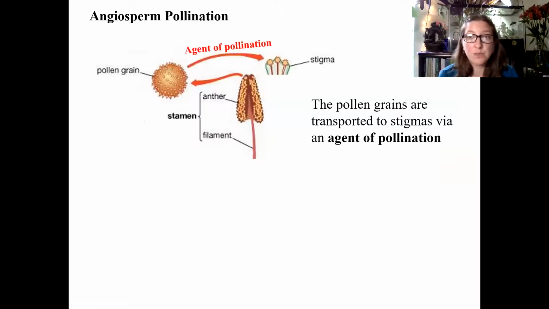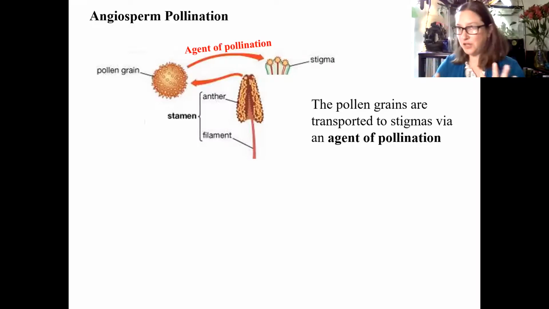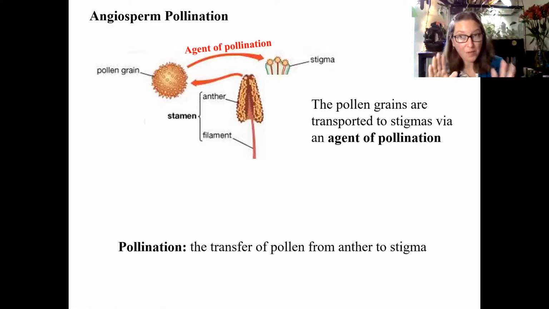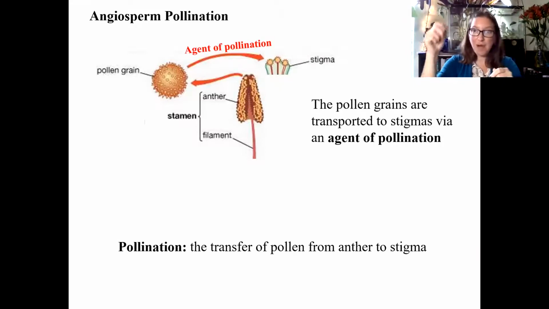However, what brings the pollen from the anther to a stigma is called the agent of pollination. So in order to get pollen from an anther to a stigma, you need an agent of pollination. That's what I was saying at the top of the class, right? Agent of pollination, sounds like a spy movie. And we're going to talk about different examples of agents of pollination in a second, but once the pollen gets brought from the anther to a stigma, that's pollination. Transfer of pollen from the anther to the stigma.